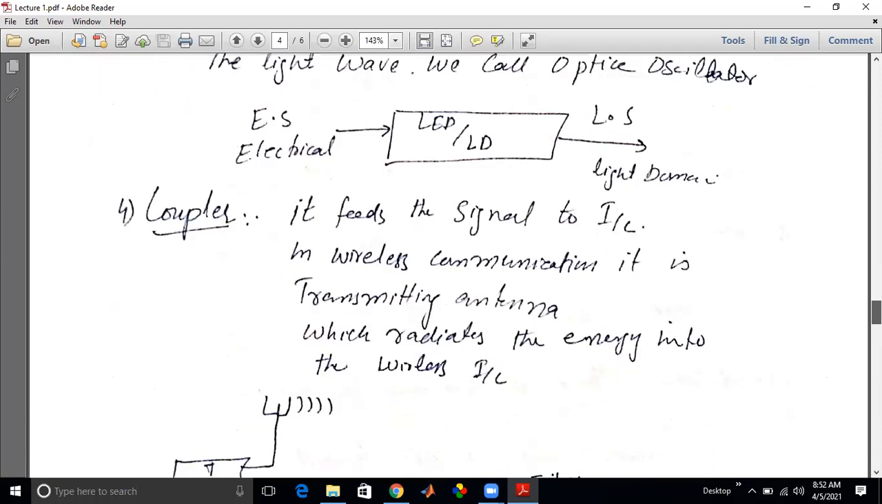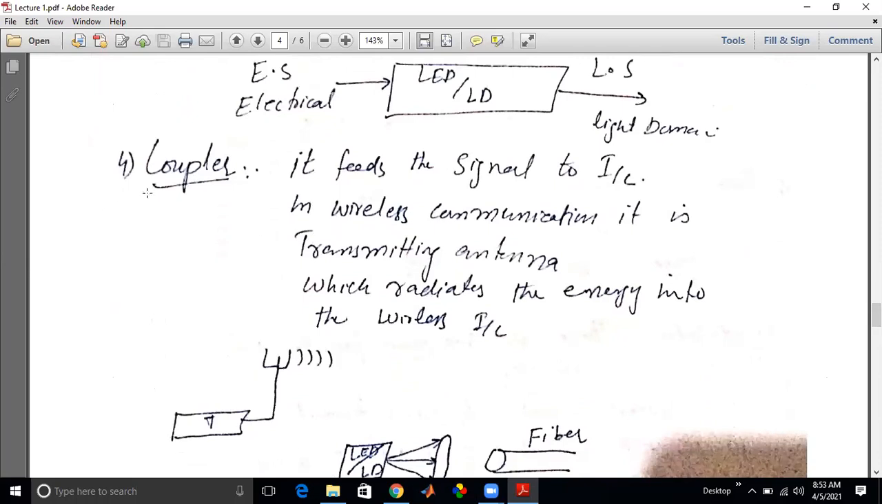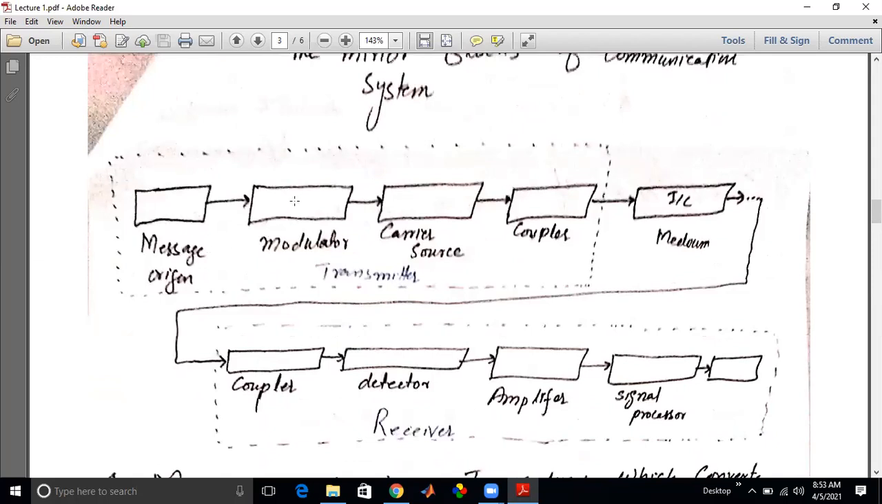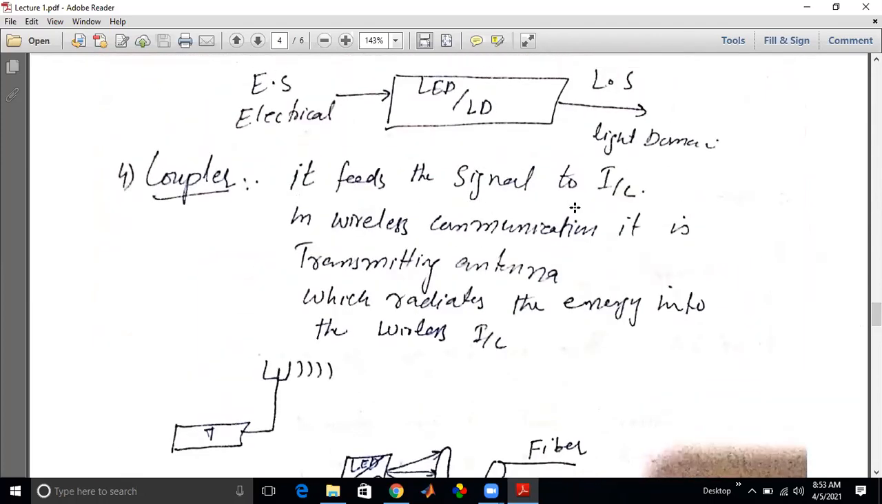So what is the function of the fourth and last block of the transmitter, which is the coupler? The coupler feeds the signal to the information channel. As you know, the message is generated and modulated onto the carrier frequency. Now the coupler will give the signal to the information channel. How will it give the signal to the medium? For this we will use a coupler.